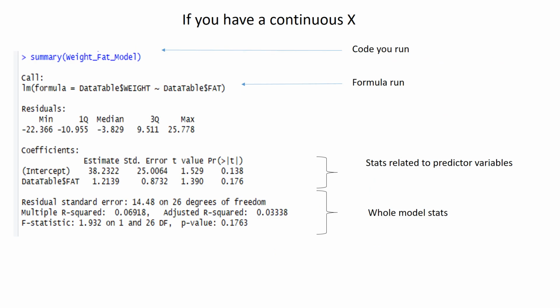Alright, so I've set up my model. The code on how to set up the model is in the code I've given you. I've run my model according to the code on the previous page. And the first code I then run is summary of the model. Alright, so summary and weight fat model is what I called the model.